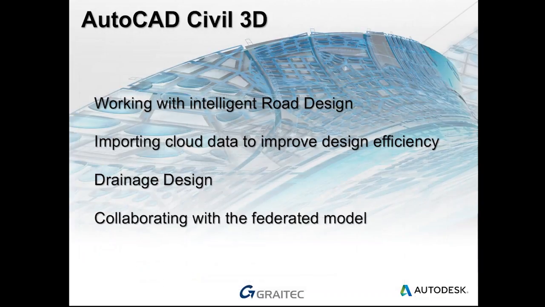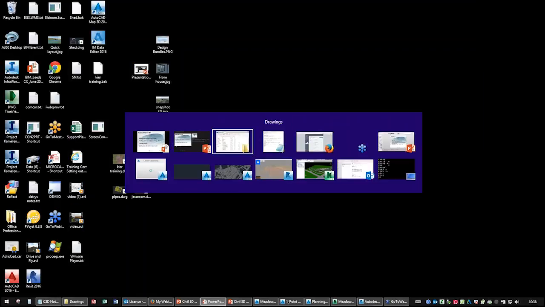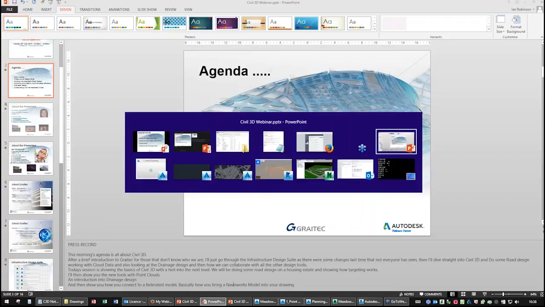Okay, so these are the items we're going to be looking at. So working with intelligent road design, which we'll do first, and then we'll look at importing the point cloud, the drainage design, and collaborating with a federated model. Right, so let me minimize that and go straight to Civil 3D. Should be in this list. I'm in trouble if it isn't.